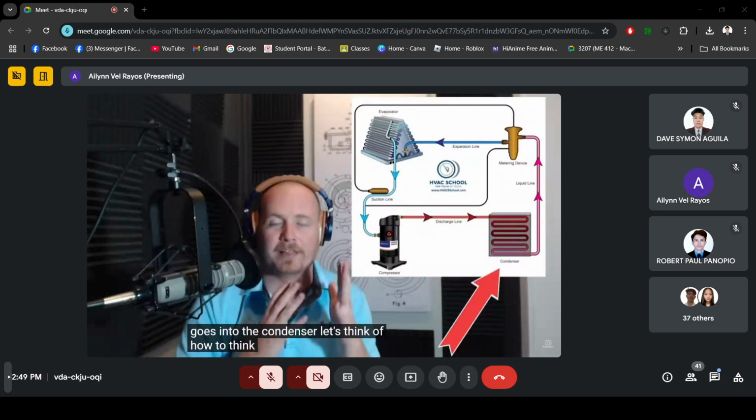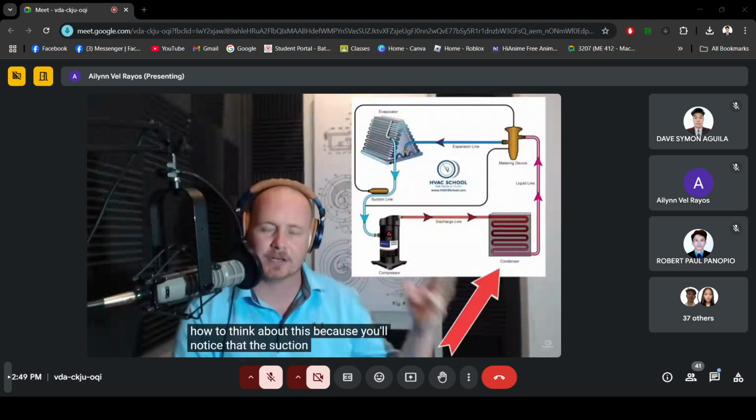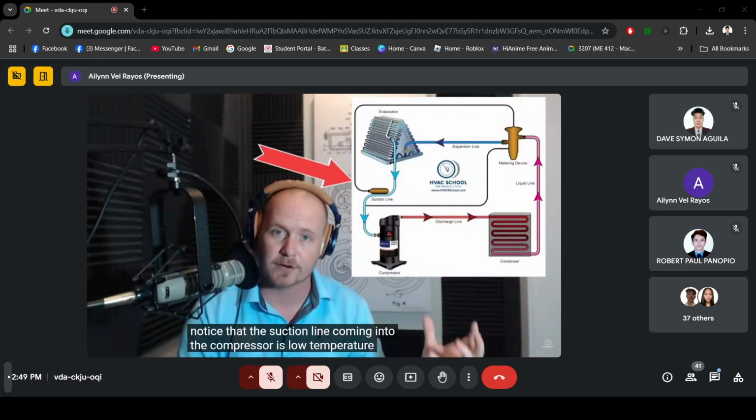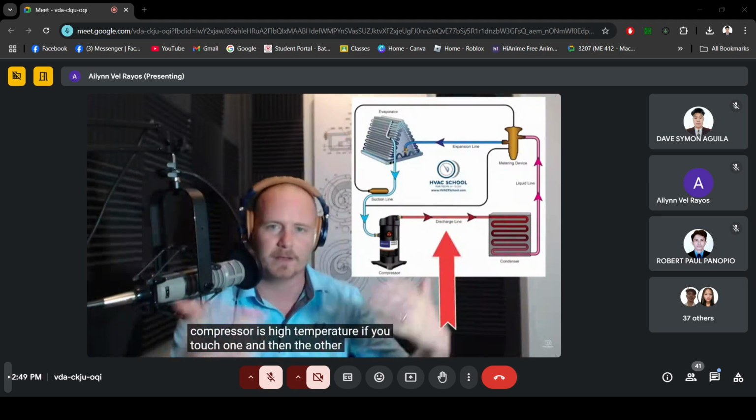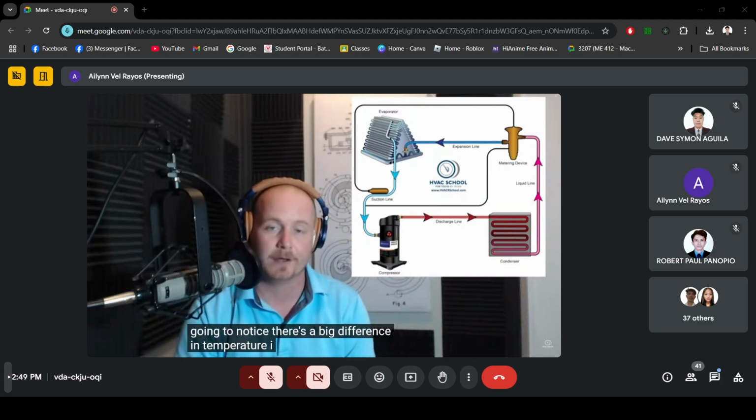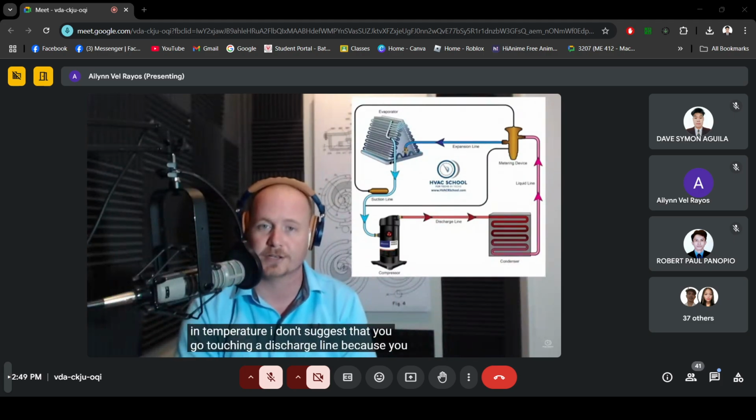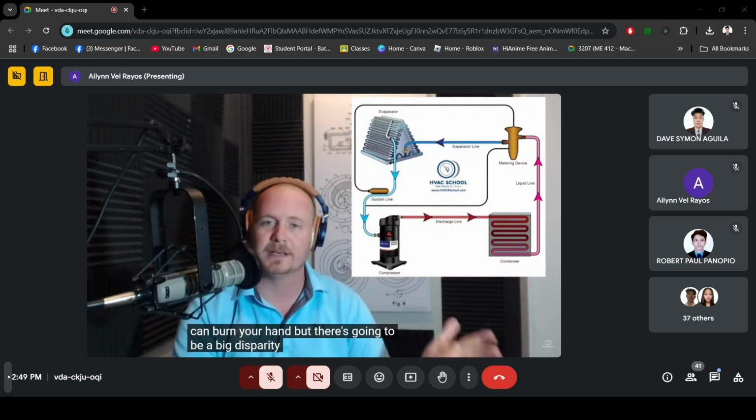Let's think of how to think about this, because you'll notice that the suction line coming into the compressor is low temperature and the discharge line leaving the compressor is high temperature. If you touch one and then the other, you're going to notice there's a big difference in temperature. I don't suggest that you go touching a discharge line because you can burn your hand, but there's going to be a big disparity in temperatures there.